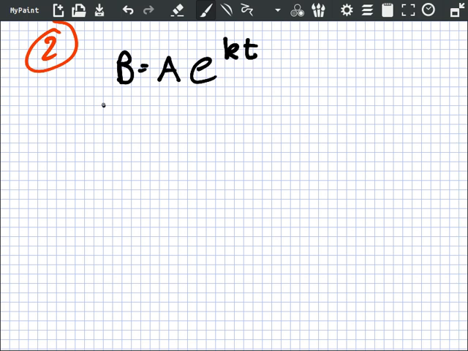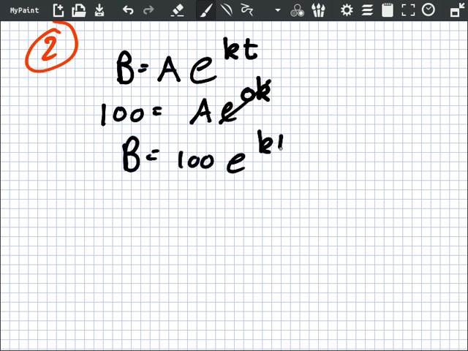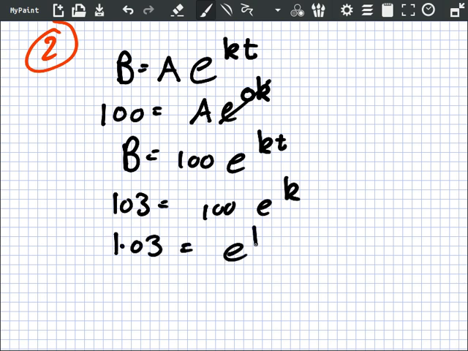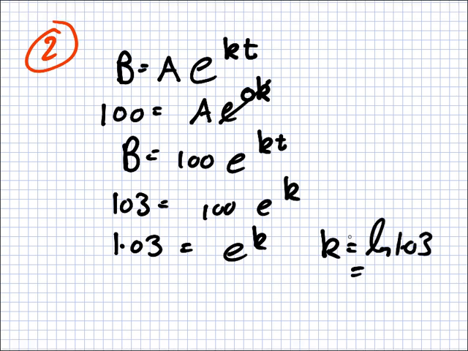At the start of the year, the balance is 100. So that means A is 100. Okay? And then you're told 1 year later, aren't you? You have 103. So you have 103 equals 100 e^k. So 1.03 equals e^k. k would equal ln 1.03, which is what exactly? What's the answer?